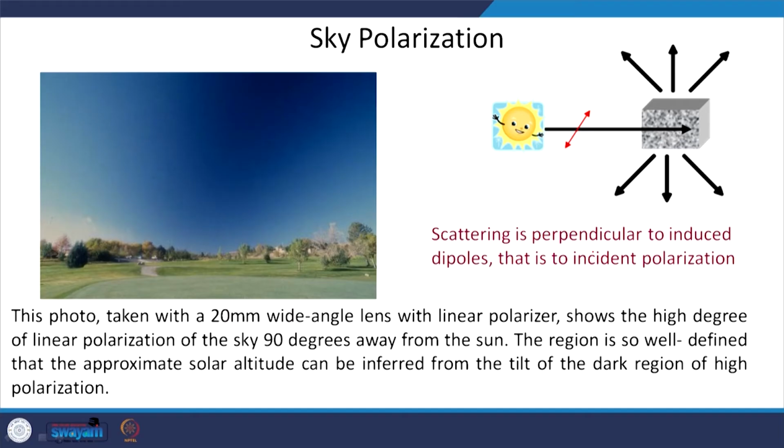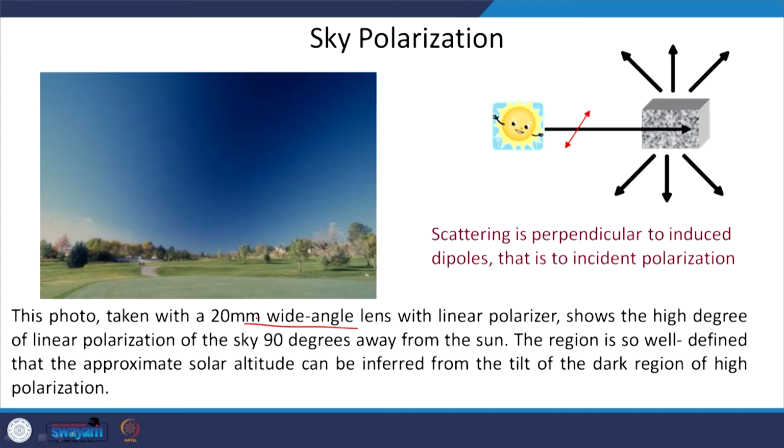If you change the polarization, you see a different orientation and different scattered light. This photo was taken with a 20 millimeter wide angle lens with a linear polarizer, and sees a high degree of linear polarization of the sky 90 degrees away from the sun. You can see here the darker patch. This region is so well defined that the approximate solar altitude can be inferred from the tilt of the dark region of high polarization.